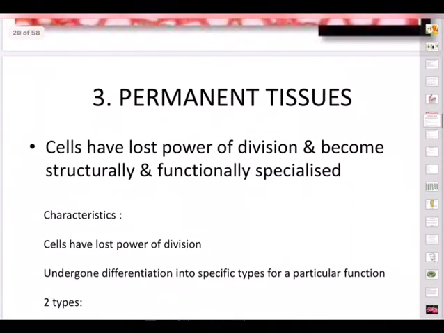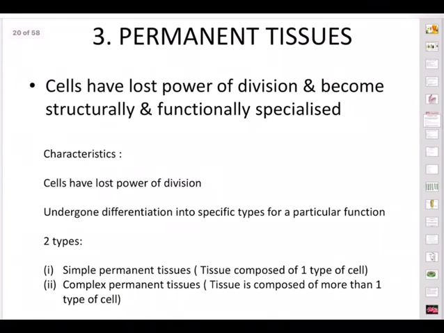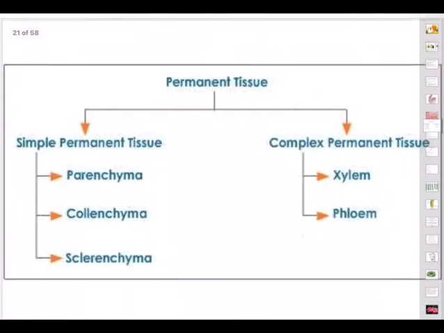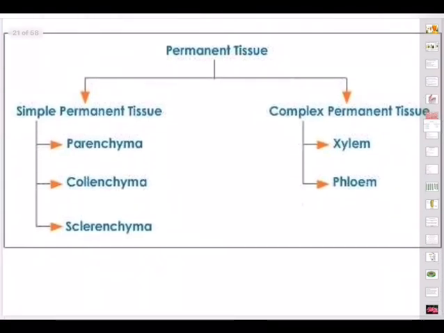And then we have permanent tissues. We said two types. Why do you call them permanent tissues? They lost the power of cell division. That's why they are called permanent tissues. So, simple permanent and complex permanent tissues. Simple permanent tissue is composed of only one type of cell, and complex will have more than one type of cell. Simple permanent: parenchyma, collenchyma, sclerenchyma. Complex: xylem and phloem.